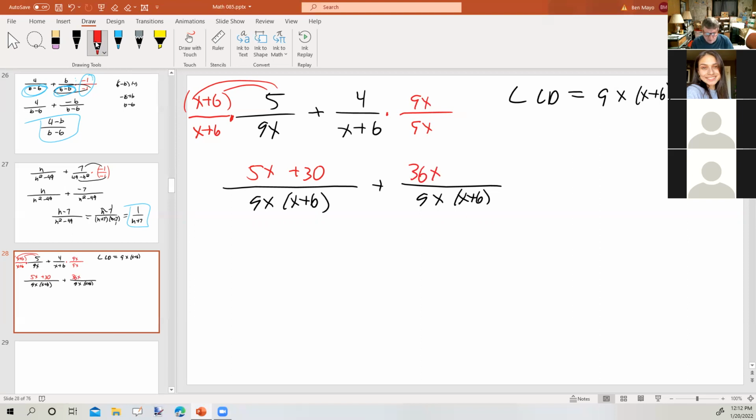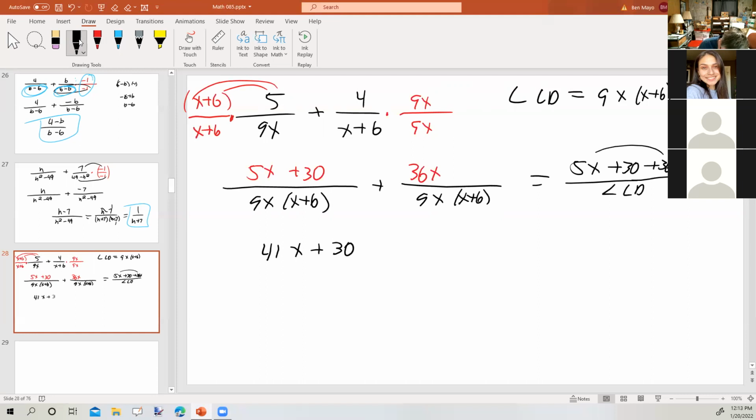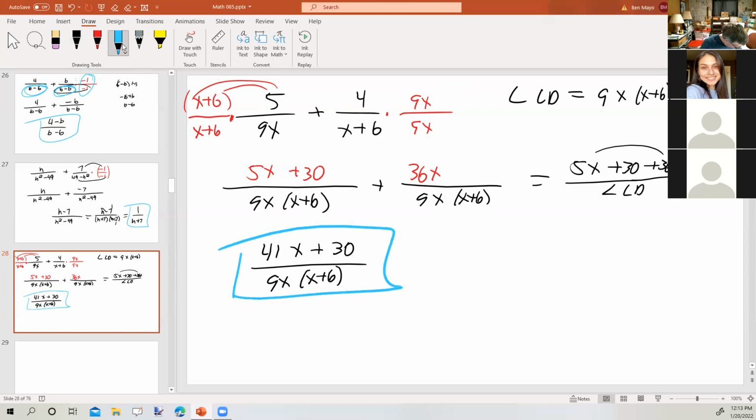Are you getting this, folks? Are you seeing what's going on there? Yeah, I see it. Okay, okay. You see it, you just don't know whether you want to believe it or not. Okay. All right, so now what have I got? I've got 5x plus 30 plus 36x over the LCD, combining like terms, 41x plus 30. 41x plus 30 isn't going to factor, so I'll go ahead and write the denominator, and that should be my final answer.